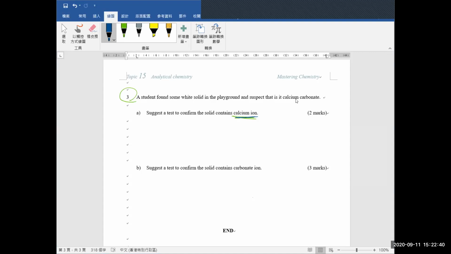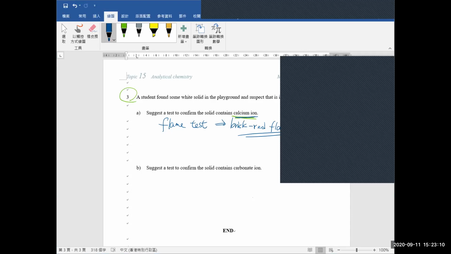Calcium ion. How would you test for the presence of calcium ion? Yes, flame test. Okay, flame test. So they will show what? Brick red flame. Okay? They will show a brick red flame. All right?